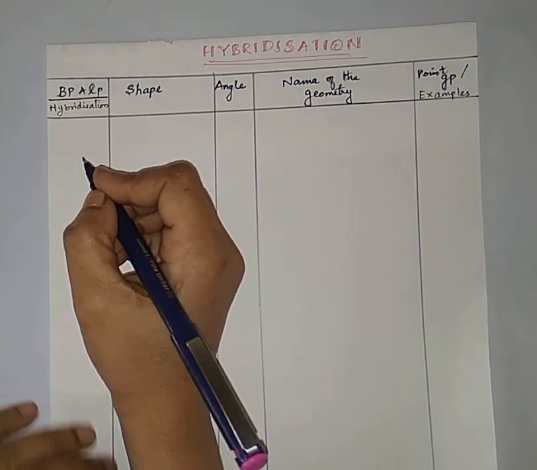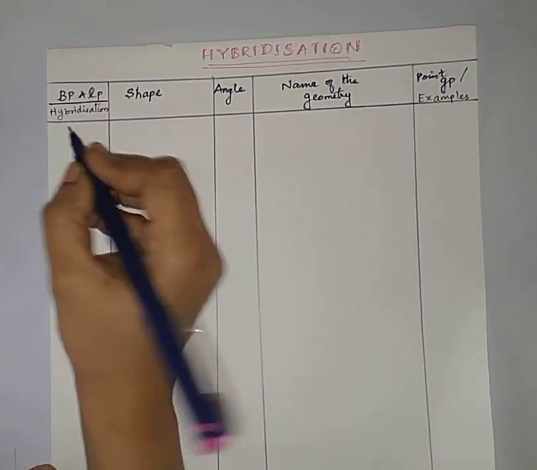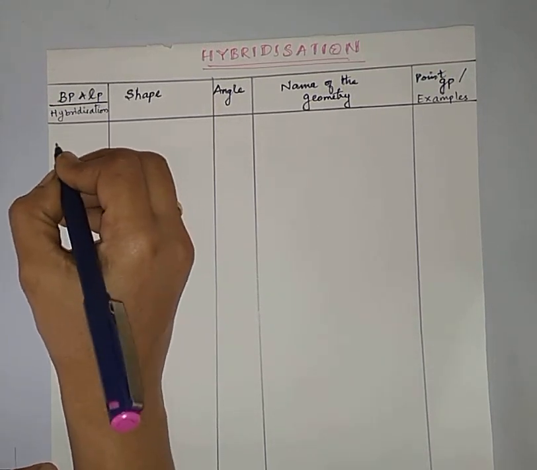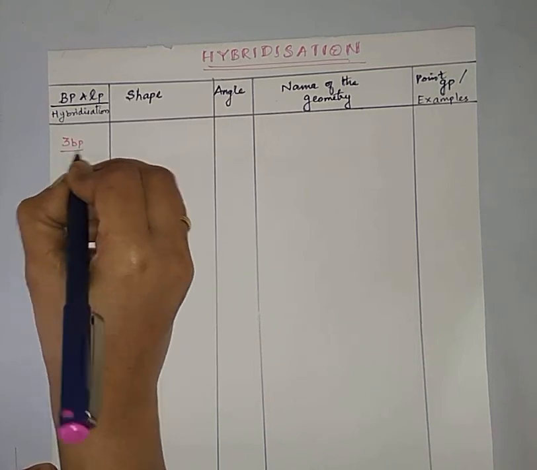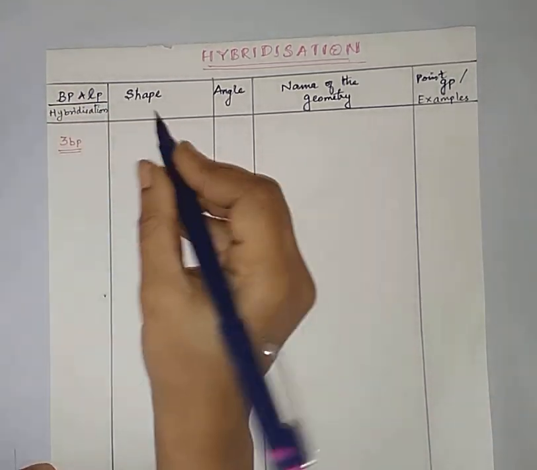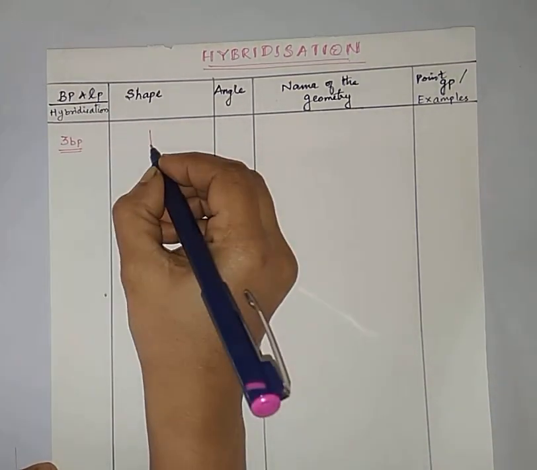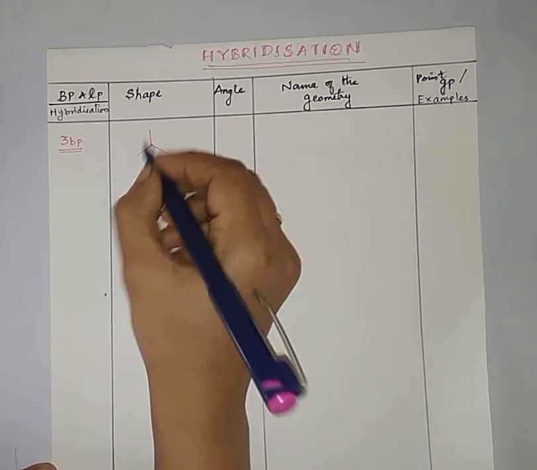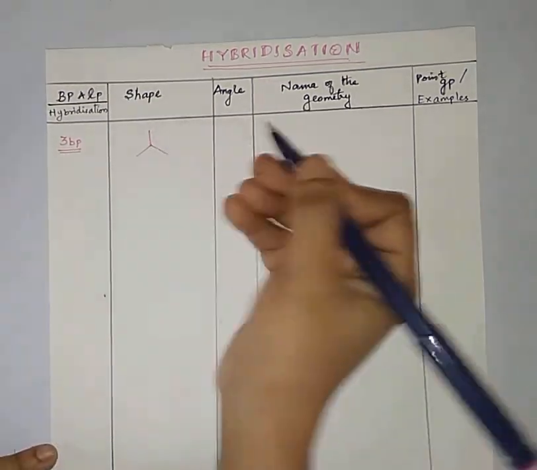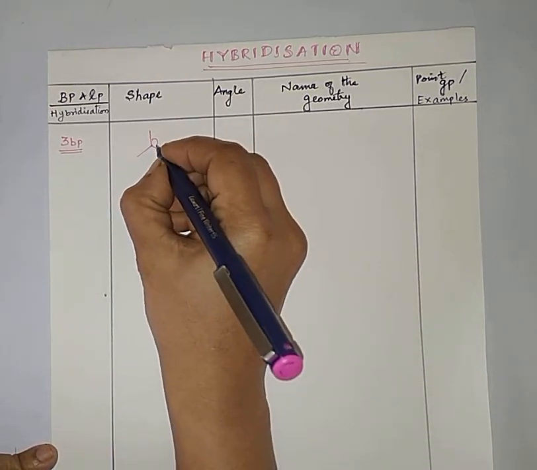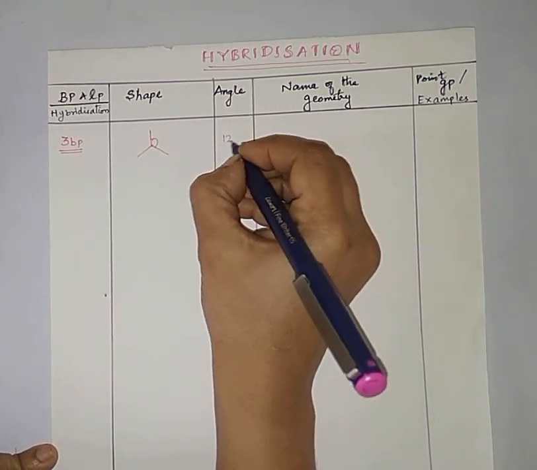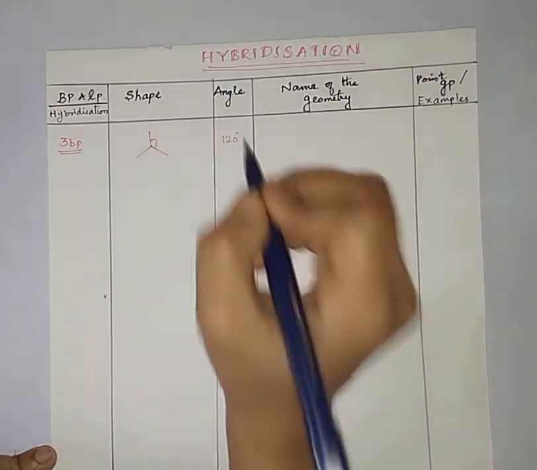Okay, first 3 bond pairs. If it is a 3 bond pair, what will be the shape? That is 3 bond pairs, 1 2 3, 3 bond pairs will be there. So what will be the angle? This is the shape. So what will be the angle? This is 120 degrees. This is a 120 degree angle.